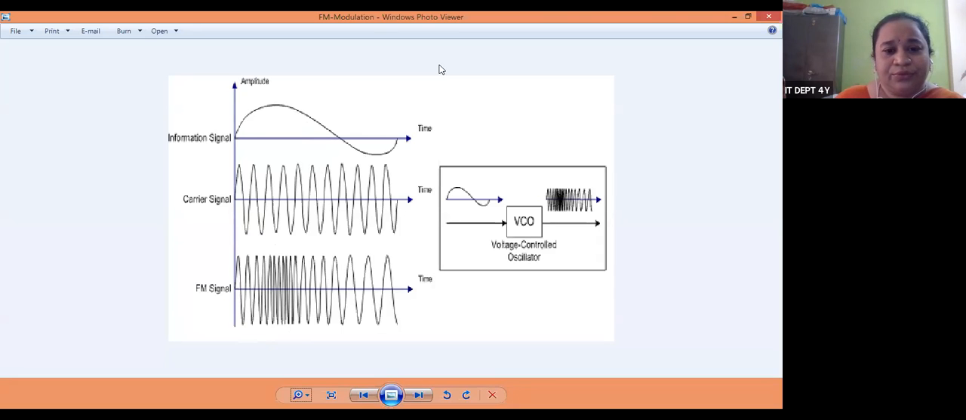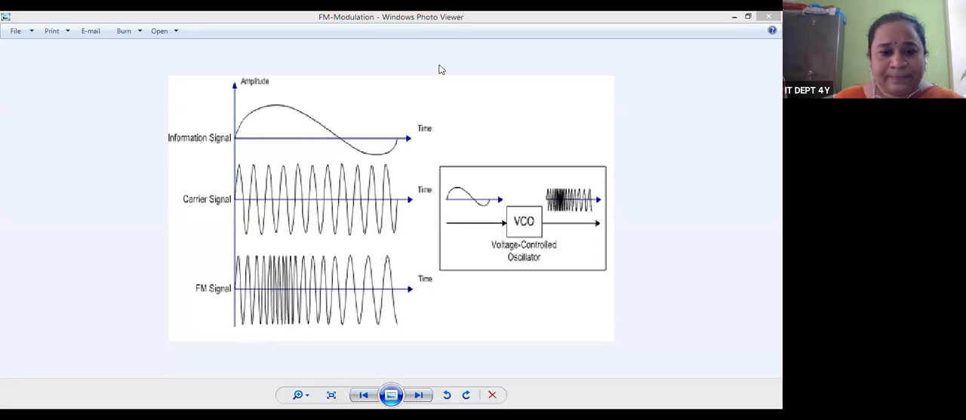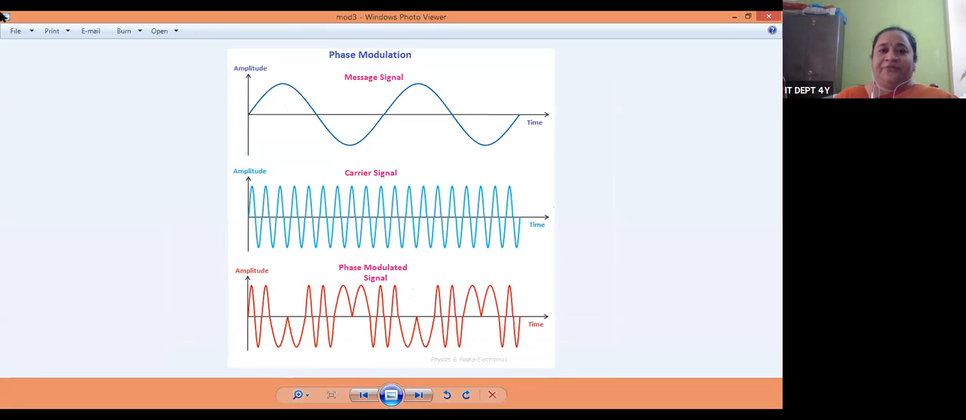Now we'll move to phase modulation. Phase modulation is nothing but phase angle modulation. That is, the phase angle of the message signal is going to change. Whenever it changes its phase, that is positive to negative and negative to positive, the representation will be replicated in the carrier signal.